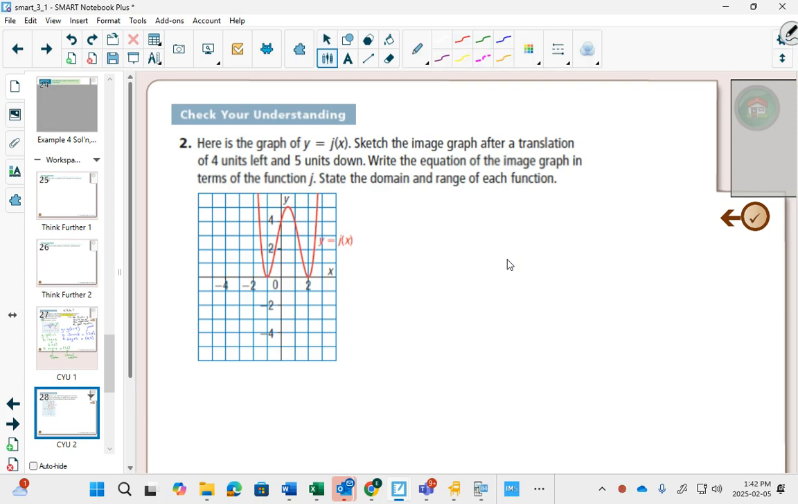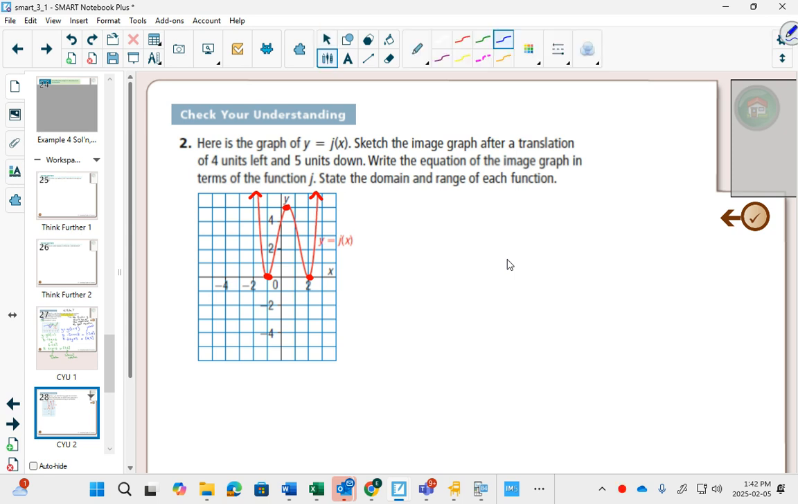Here's the graph of j of x. Now we want to go 4 units to the left and 5 units down. So if I'm looking at this graph, it looks like this point and this point seem really important for this graph. It hits the end, so we can add arrowheads if we want.